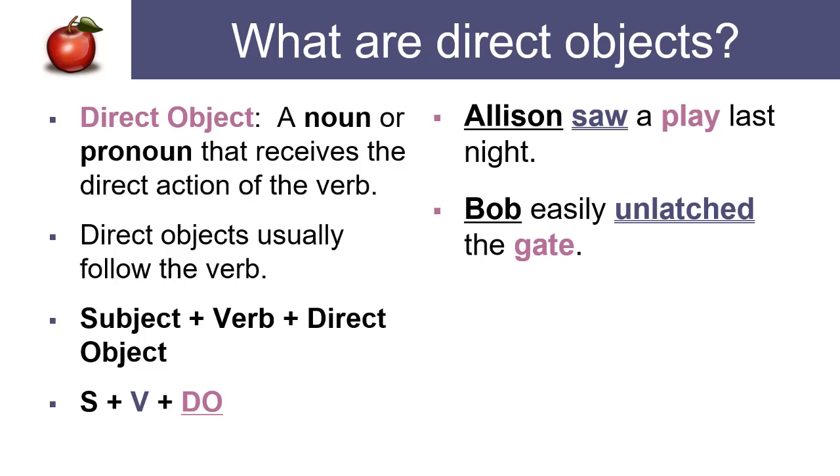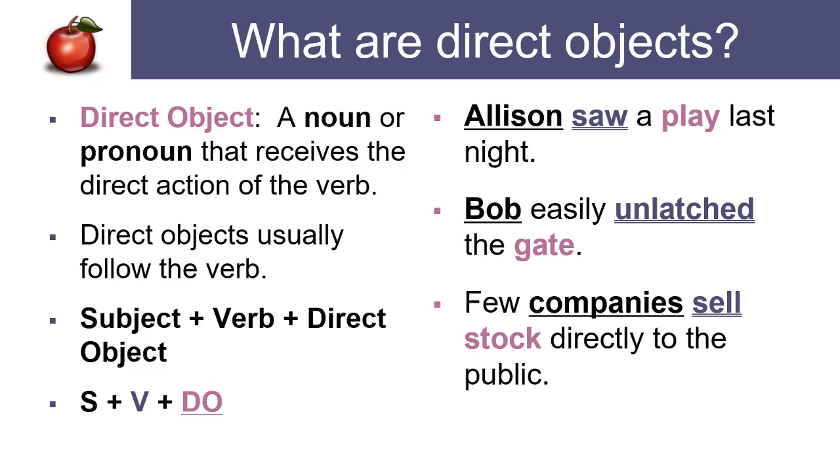Bob easily unlatched the gate. Bob is the subject. Unlatched is the verb. What was unlatched? The gate. Therefore, gate is the direct object of the verb unlatched. Few companies sell stock directly to the public. Companies is the subject. The verb is sell. Stock is the direct object of sell.